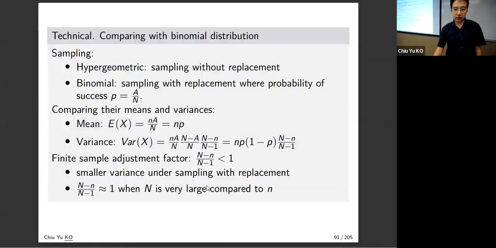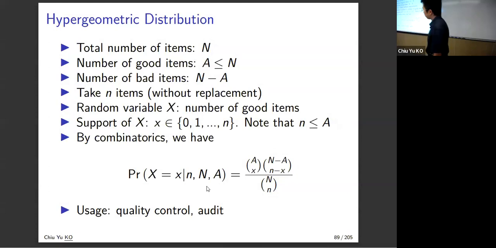And lastly, we have hypergeometric, right? Remember, graphically, what we do is we have big N objects. Of all of them, A are good or successful, and N minus A we consider bad. And we take n items out without replacement. If we take a thing out and put it back, then it becomes binomial, right? Because the success probability will be A over N. But now we take it out and don't put it back.